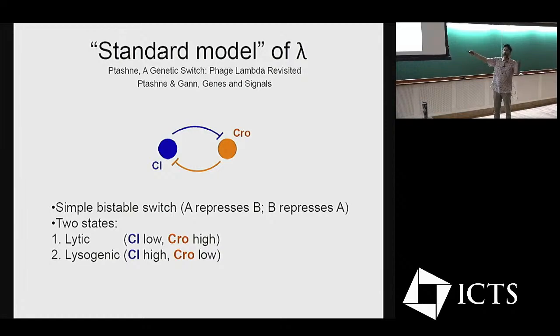Imagine C1 is high in concentration. Somehow you produced a lot of C1, but not enough CRO. Lots of C1 will suppress further production of CRO, and CRO will remain at a low level, and this inhibition will not happen. And therefore, you'll have high C1 and low CRO. That's one state.